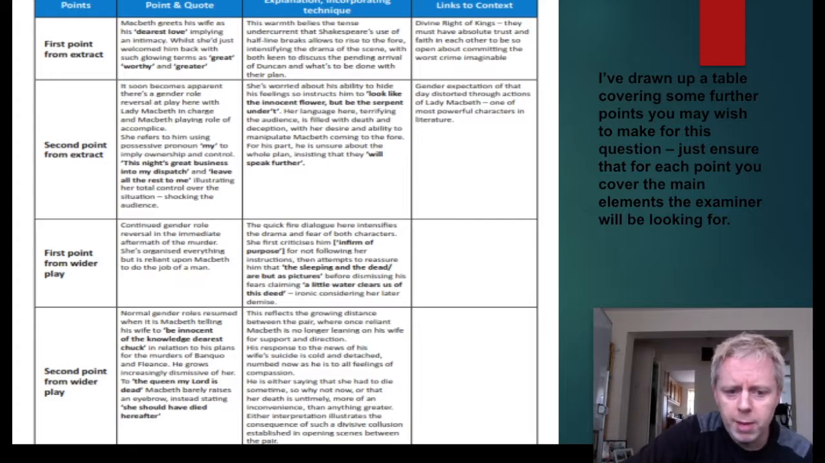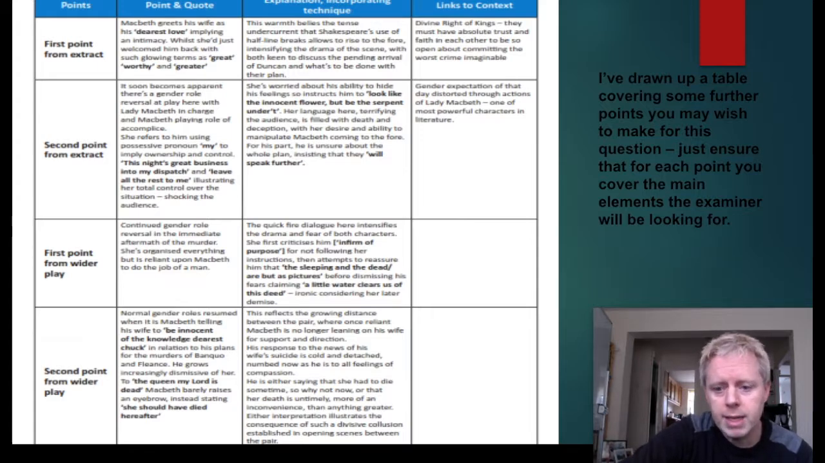Second point from the wider play you could make about their relationship: normal gender roles resumed when it is Macbeth telling his wife to be innocent of the knowledge, "dearest chuck," in relation to his plans for the murders of Banquo and Fleance. He grows increasingly dismissive of her. "The Queen, my lord, is dead." Macbeth barely raises an eyebrow, instead stating she should have died hereafter. He seems untroubled, unfazed by the reports that had come to him earlier of her increasing illness, instability of mind and her sleepwalking.